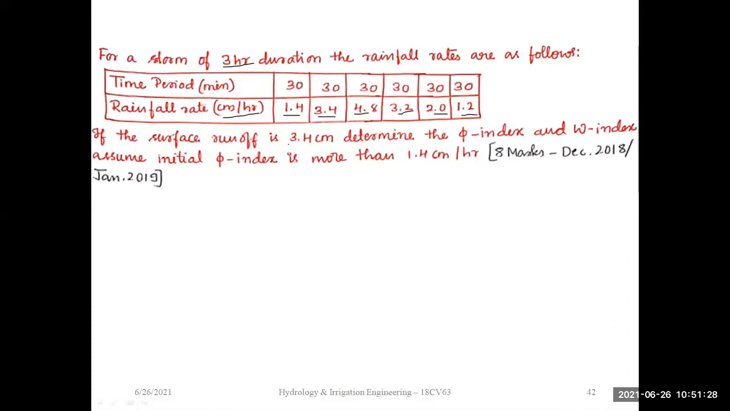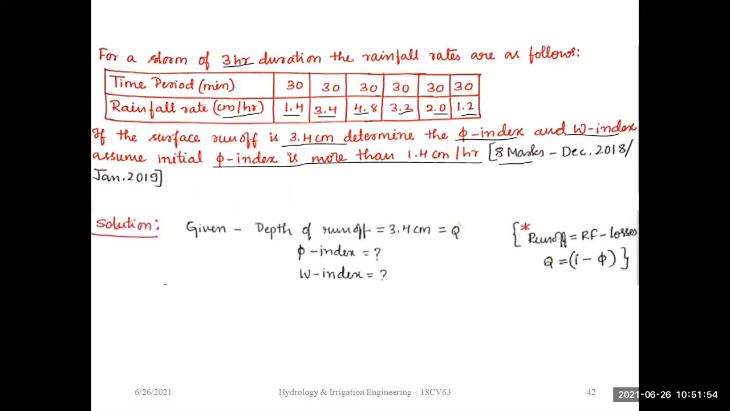If the surface runoff is 3.4 centimeter, determine the phi index and W index, and assume the initial phi index is not more than 1.4 centimeter per hour. This problem was asked in December 2018 and Jan 19 for 8 marks. Let us write down the given data. They have given the depth of runoff, denoted as Q, as 3.4 centimeter, and you have to calculate the phi index and W index.